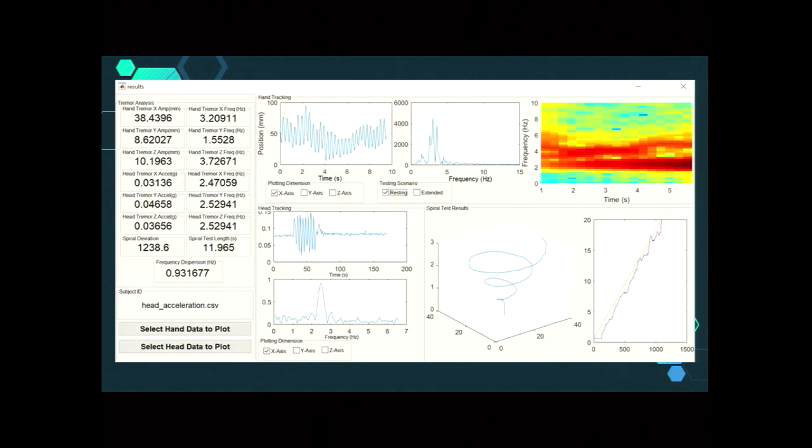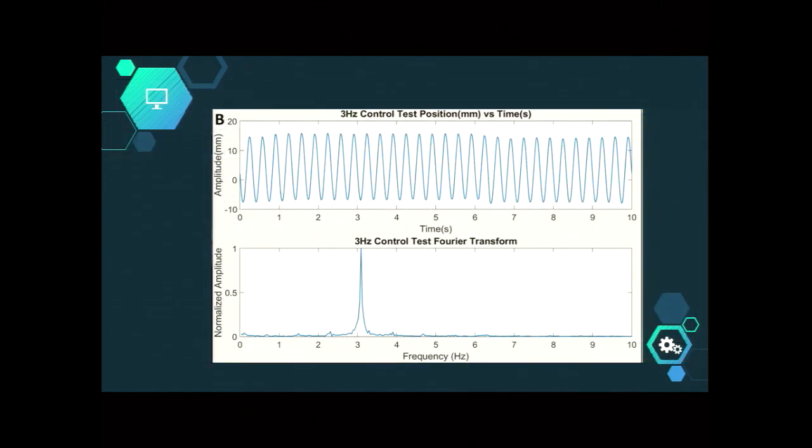With this screen, physicians are able to look at head and neck tremor in the X, Y, and Z dimensions, as well as at a resting state to analyze for resting tremor, or an extended state to analyze for action tremor, key diagnostic markers when it comes to picking between the two diseases.